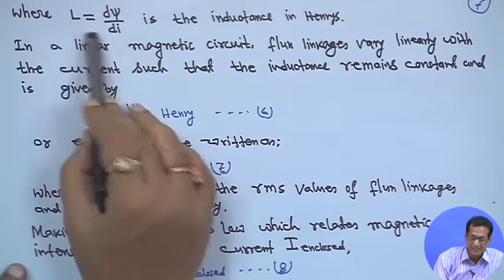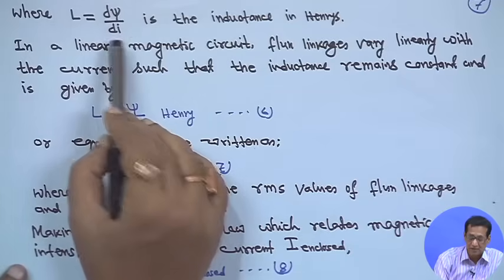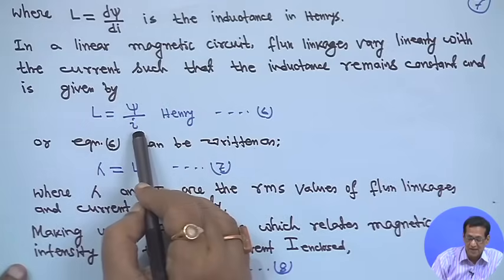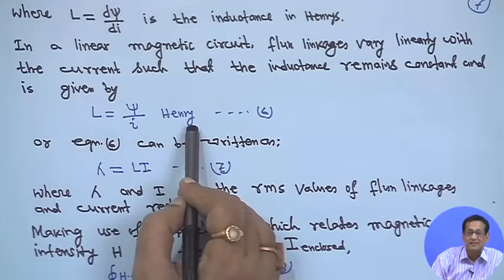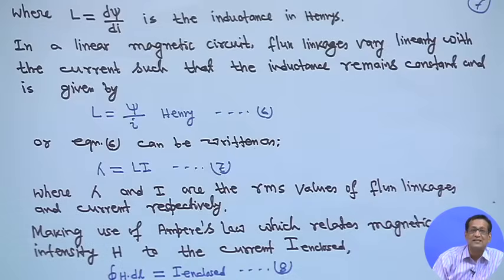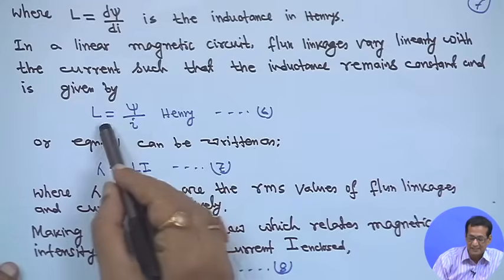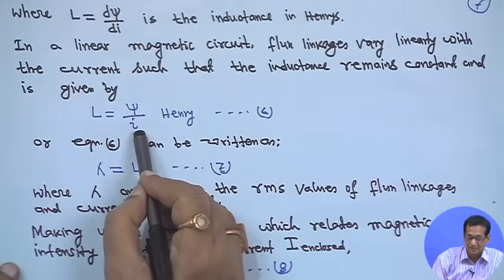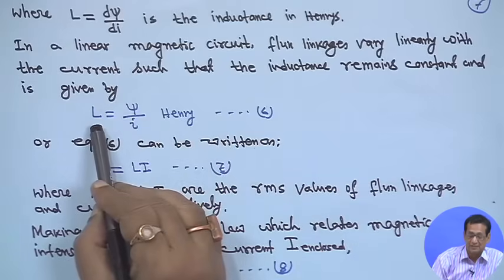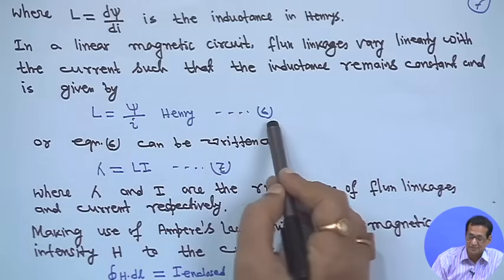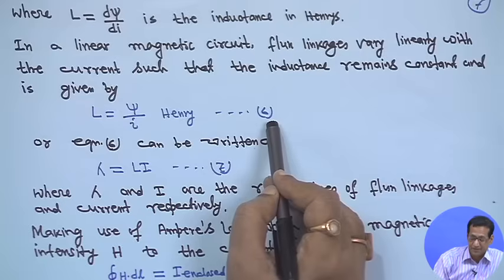That means, this L is equal to d psi by di, we can write L is equal to psi by I in Henry. As it is a linear magnetic circuit, we can write L is equal to psi by I. So, inductance will remain constant, and it is in Henry. This is given equation number 6.